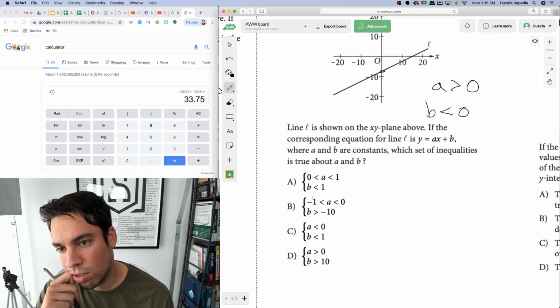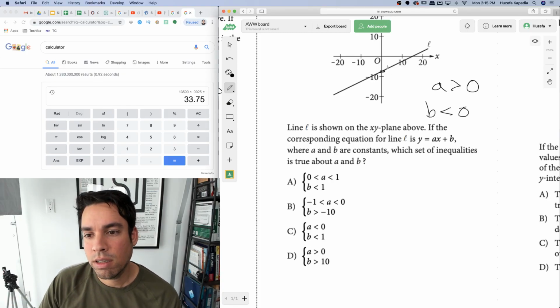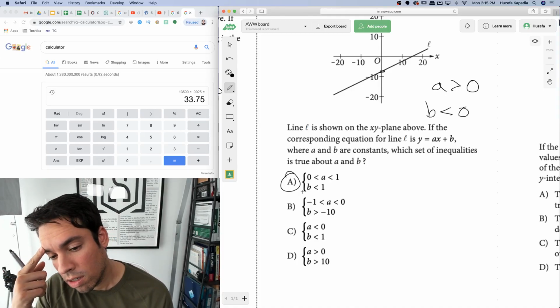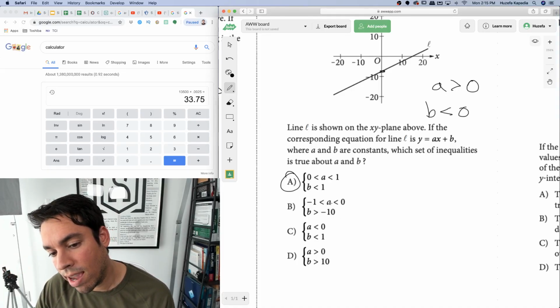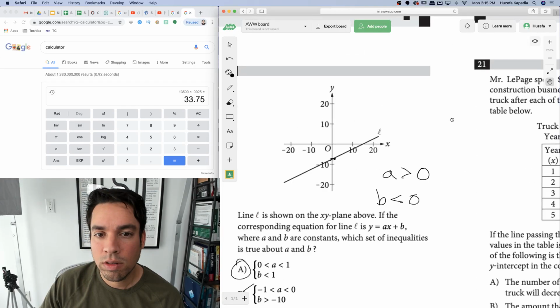Is A between 0 and 1? It is. Because this would be a slope of 1. And then I think A is right. Hold on, let me figure this out. B is also greater than negative 10. A is not negative. That's out. B is less than 1. That's true. A is less than, no, A is positive. I already said that. A is greater than 0. Oh, yeah, so it is A. Okay. Cool. Number 21.